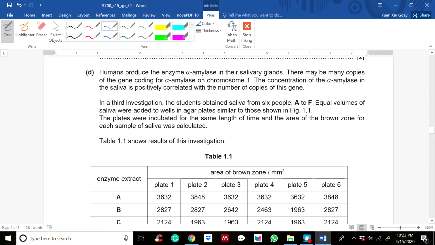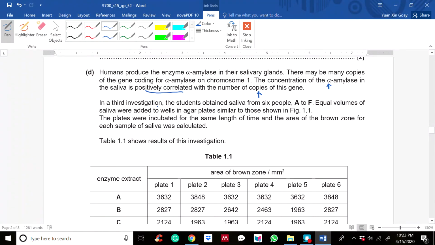Question D. Humans produce the enzyme alpha amylase in their salivary glands. There may be many copies of the genes coding for alpha amylase on chromosome 1. The concentration of alpha amylase in the saliva is positively correlated with the number of copies of these genes. So this means that if you have increased copies of the alpha amylase genes, it will increase the concentration of alpha amylase in the saliva. So this is called positive correlation.